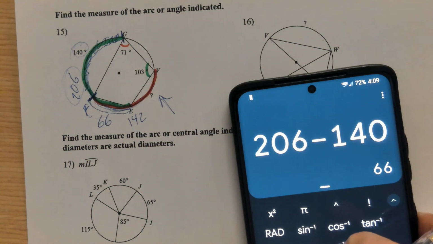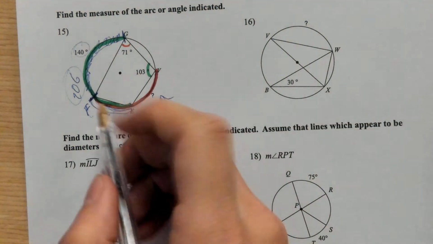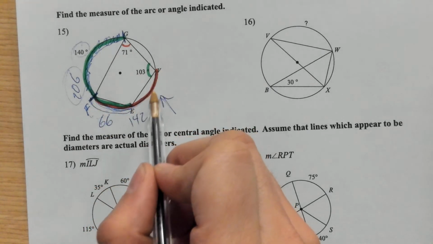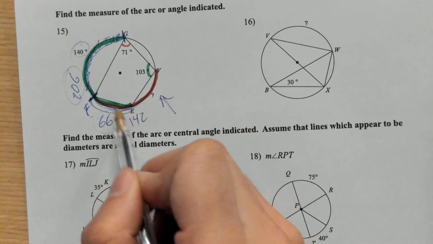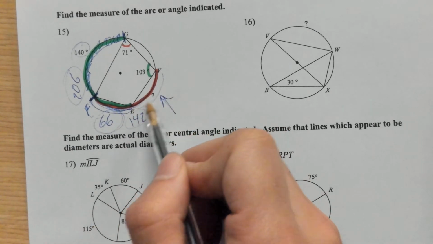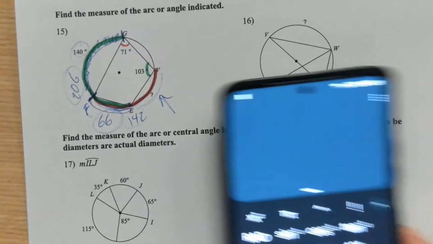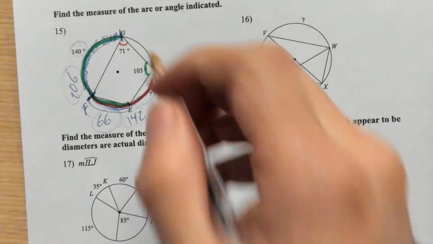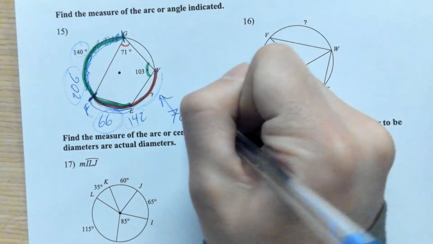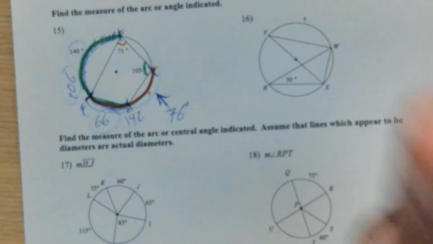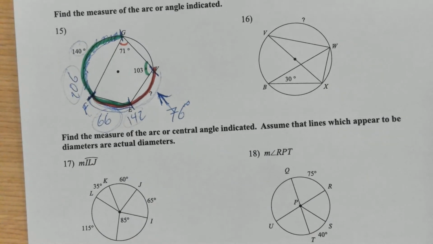Right now, that's 66. Well, I know this whole thing from F all the way to V is 142. Well, if I take away 66 from 142, I'll be left with EV. So 142 minus 66 gives me 76. This angle measures 76 degrees. There you go. So that's the arc from E to V. 76 degrees.